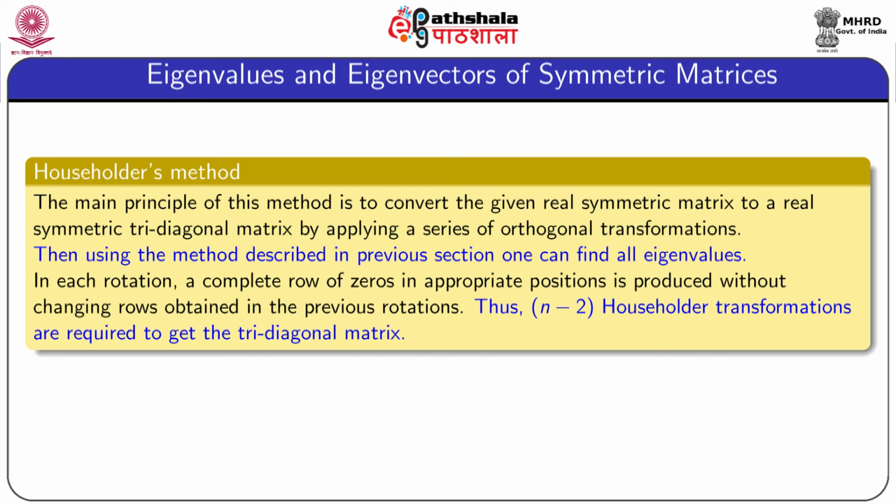That means, in the Householder method, the number of rotations is determined from the order of the matrix. It does not depend on the elements of the matrix. But in Jacobi's method, the number of transformations or rotations depends on the elements of the matrix A, not the size of the matrix.